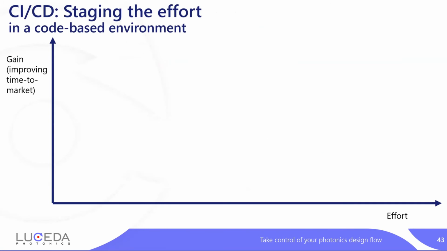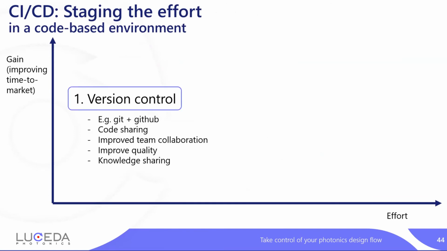Of course, all these things don't come for free. So I'm plotting here the gain in terms of improving time to market versus the effort. One of the things that we always advise our customers when they work with code is to use a version control system. It's fairly obvious to set up, and it already helps a lot in improving the quality of your code, fostering team collaboration and scaling your team.